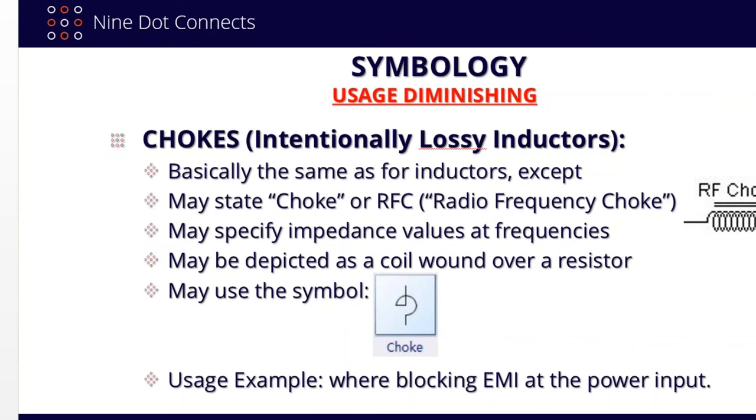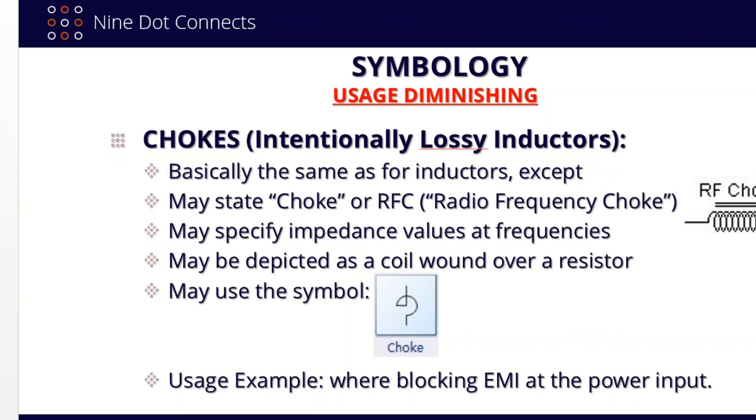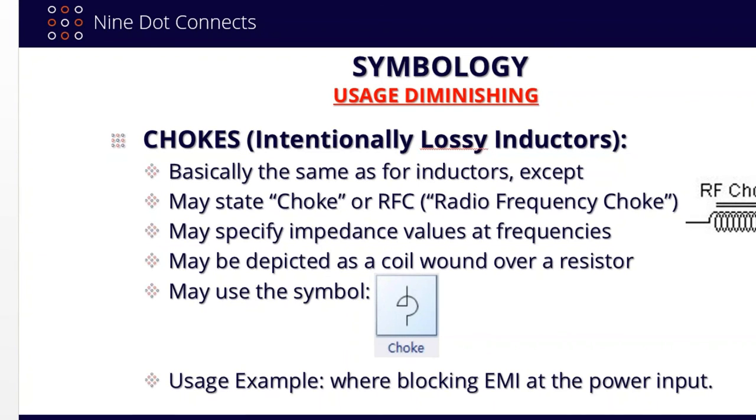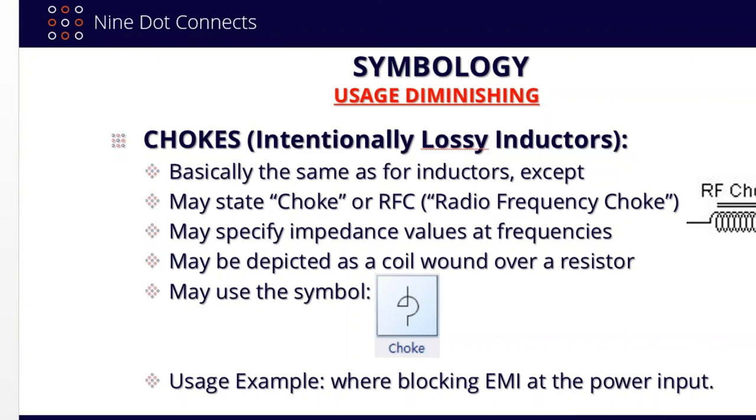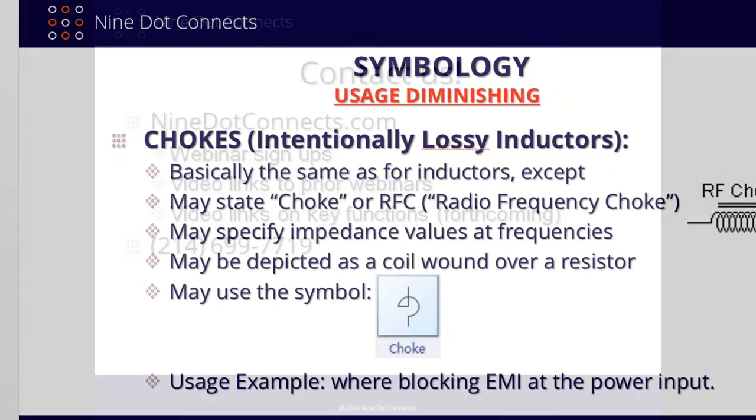But a usage example is typically where you're blocking EMI at the power input. Your goal is not to just leave the EMI floating around in the world, but pretty much to eat it up and turn it into energy so it doesn't go anywhere. It doesn't reflect back and bounce around, and it doesn't go out. So that lossiness is a key factor.